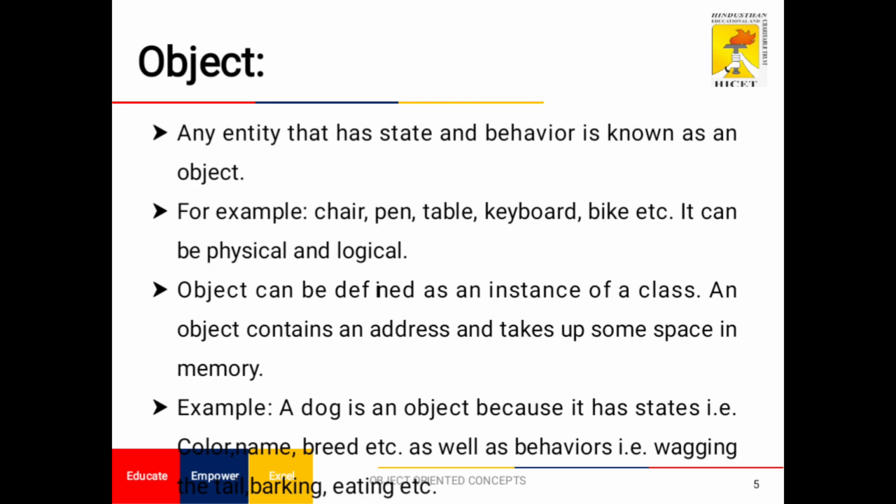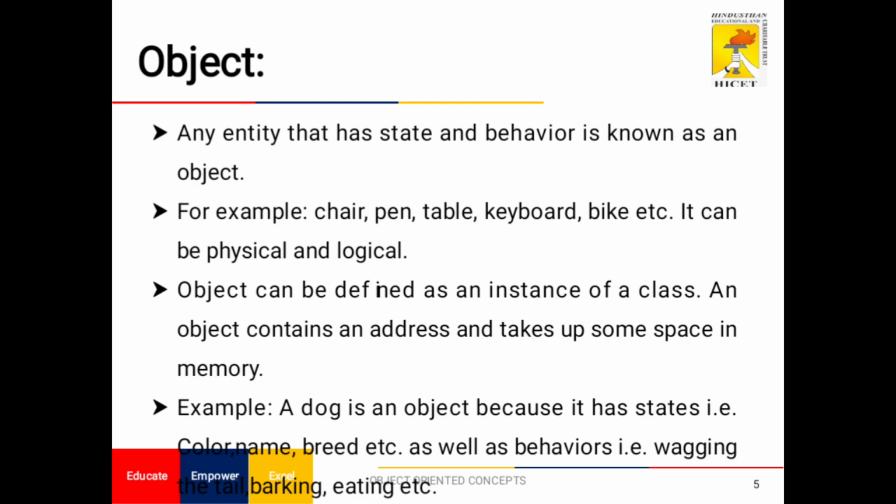Next, an object can be defined as an instance of a class. I have already said that an object is clearly defined as an instance of a class. An object contains an address and takes up some space in memory. If I create a small object, that object should occupy a small amount of memory, to call it each and every time. Example, a dog is an object. I have already said a table is an object. In this slide I have given the dog as an object because it has states and behavior. What is the state?